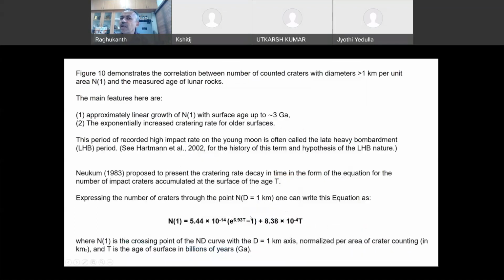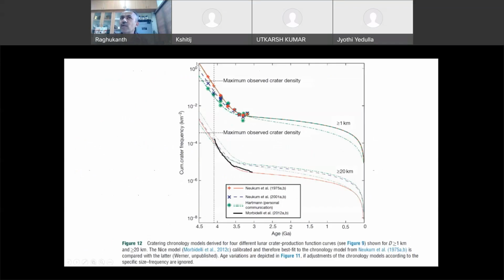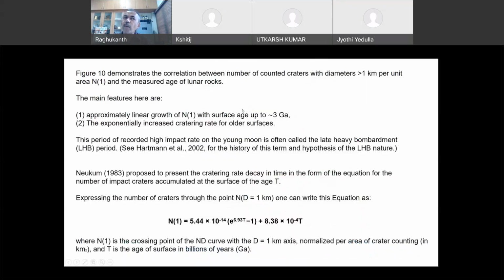But as t increases, what happens? As t becomes very, very large, which one controls? Not linear, the exponential variation. So the exponential term controls. That is how that graph has been plotted basically. So one can also find out the LHB, what is it? The late heavy bombardment period. Also, you can estimate it from these graphs itself. Okay, so that's it.